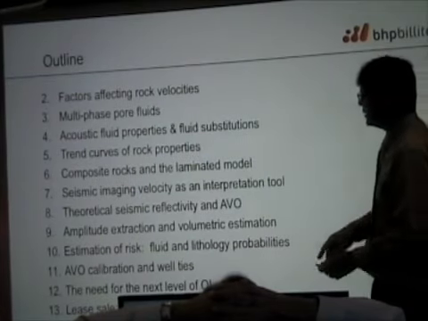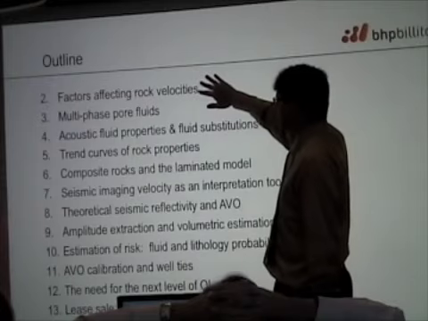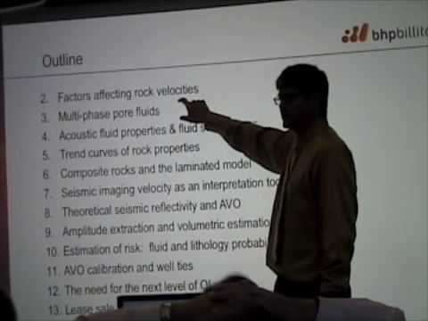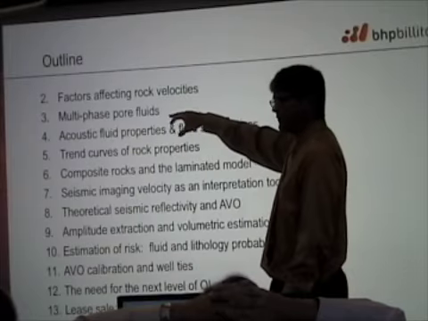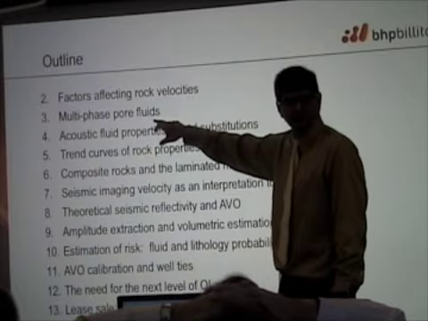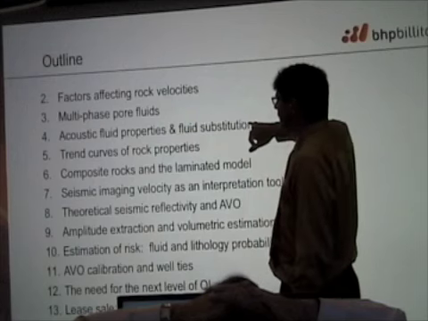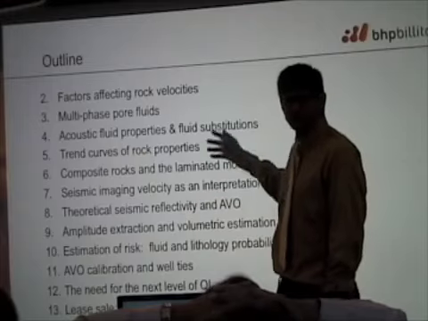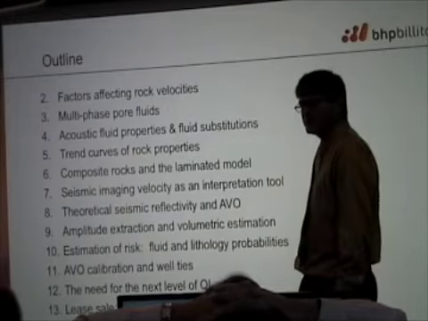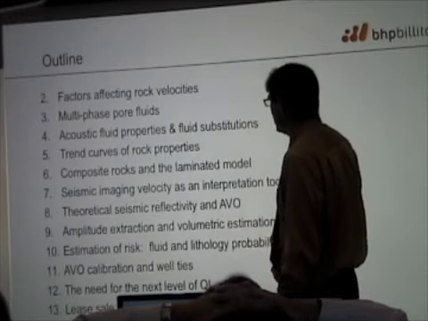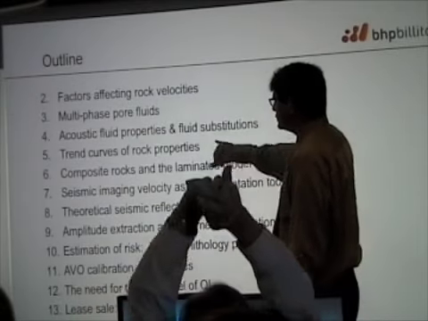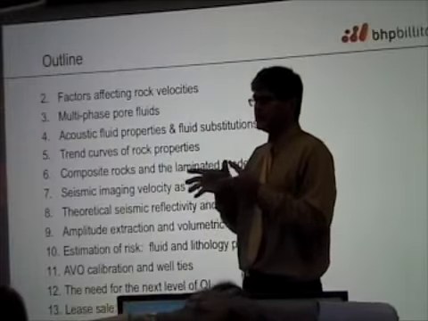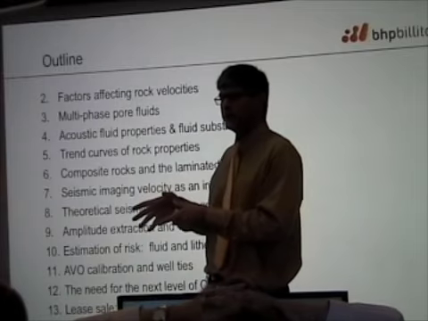First of all, we're going to talk about factors affecting rock velocity. We'll talk about multi-phase pore fluids, and for you hard rock people, I've said that's not really of much interest. The acoustic fluid properties and fluid substitution, again, for hard rocks, you don't have pore space to substitute fluids into, so not much applicability there. Trend curves and rock properties, those actually do matter. And that's how you can tell one rock from another.